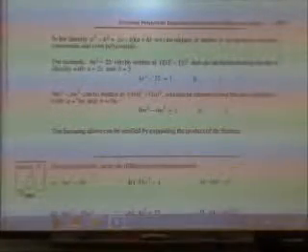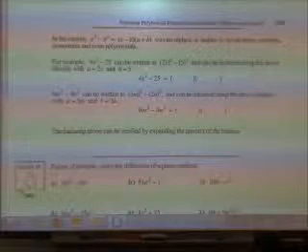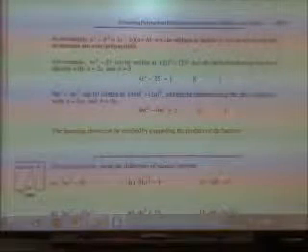In the identity, a squared minus b squared equals a minus b times a plus b. A and b could be numbers, they could be variables, they could be monomials, they could even be polynomials, which we'll look at next year.